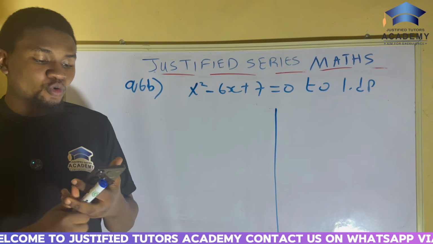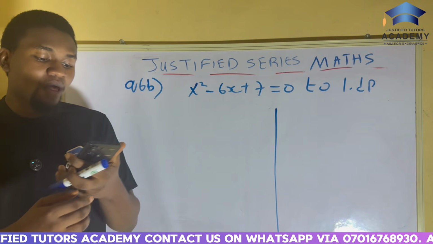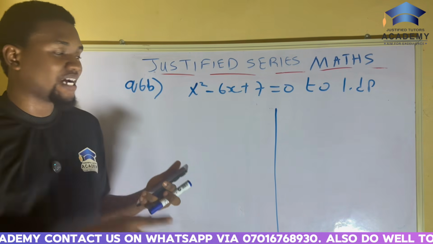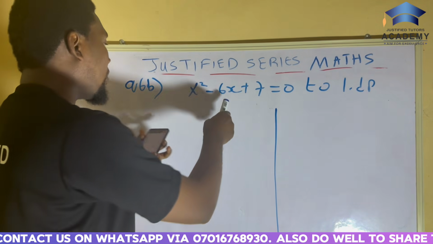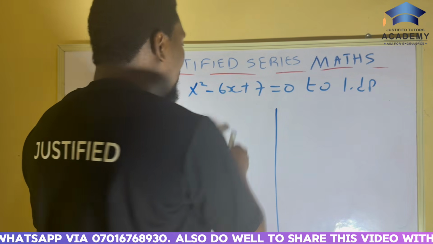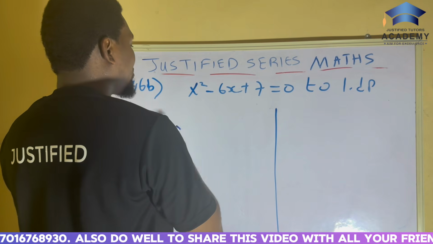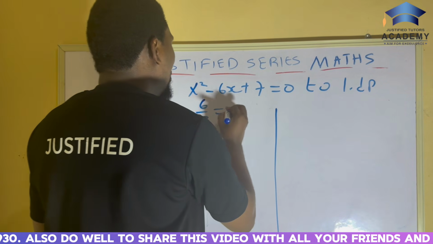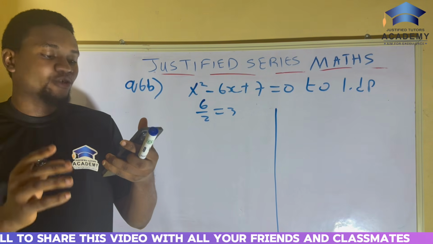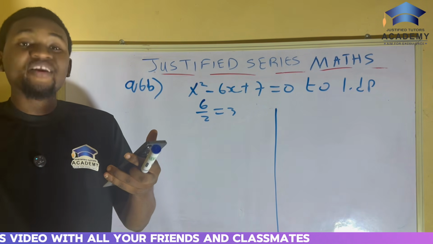The first thing you do in the completing the square method is to add the square of half the coefficient to both sides. So first, half this coefficient. When you divide 6 by 2, you get 3, right? Now, after halving the coefficient, what you do next is to square it.